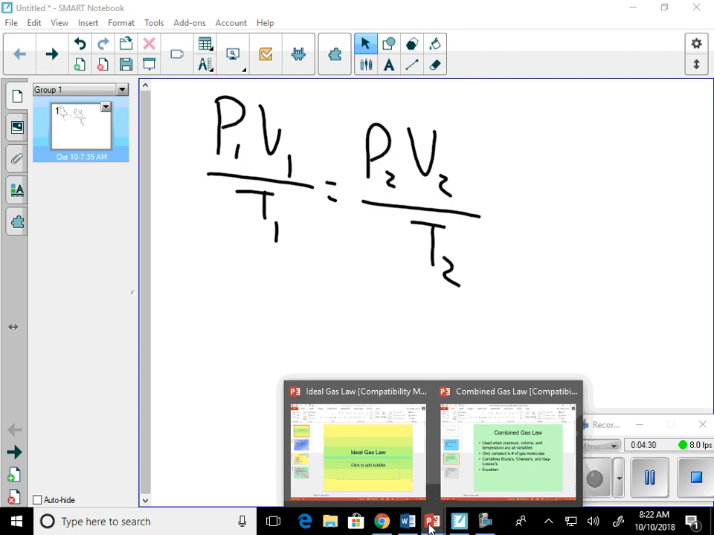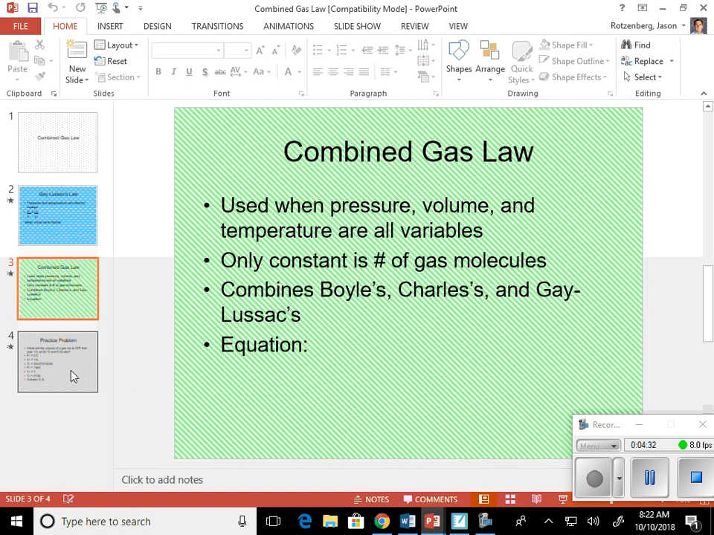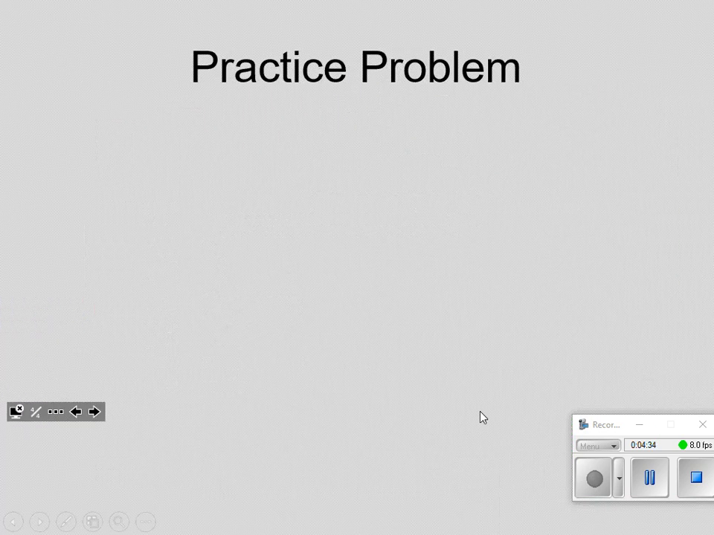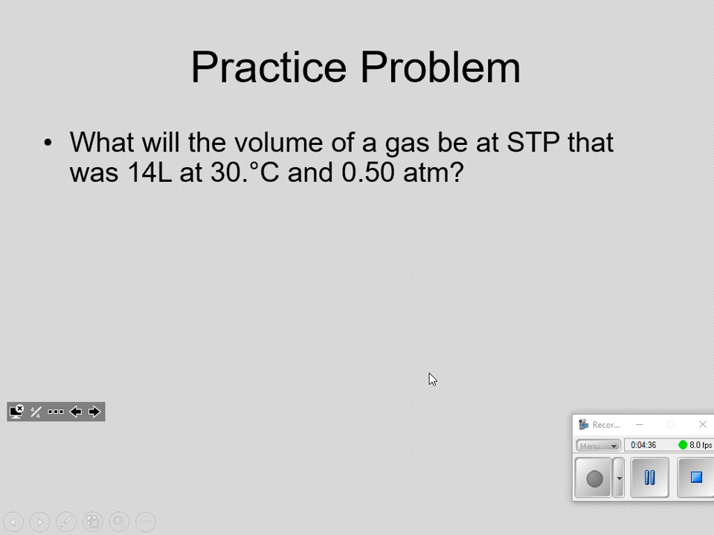If I go back to my last slide then, a sample problem could give you something like this. What would the volume of a gas be at standard temperature and pressure? Remember STP, a term that we went over last time. That was 14 liters at 30 degrees Celsius and 0.50 atmospheres.